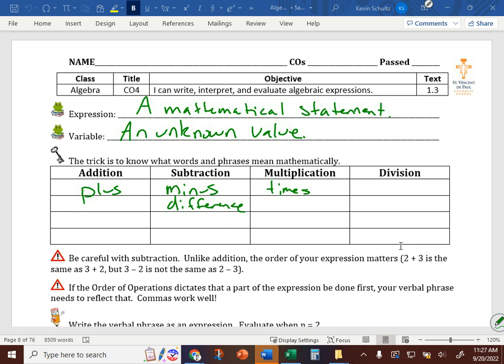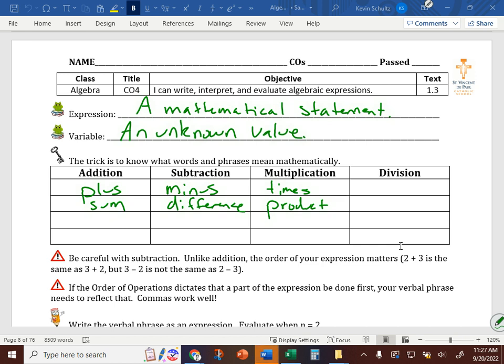I want to save the other two for subtraction, just because there's a key difference that I want to talk about coming up here. But yeah, those work. Will. Sum for which one? Actually, multiplication would be product. That's okay. That's all right. But the answer to an addition statement is a sum. The answer to a multiplication statement is a product.